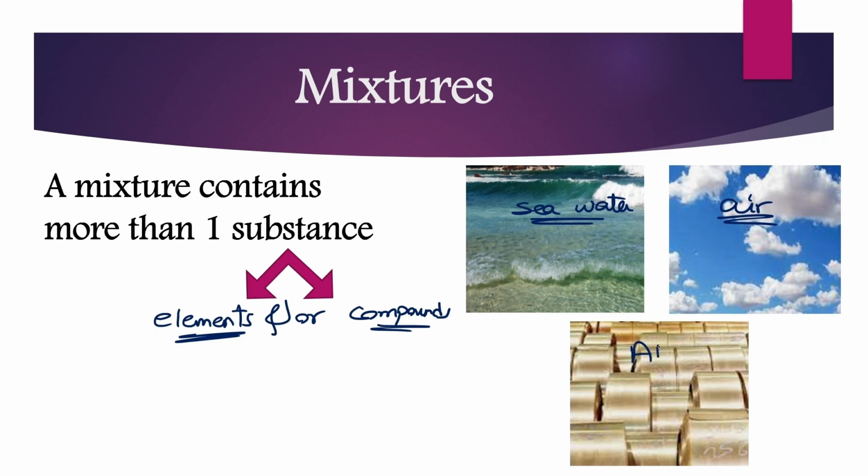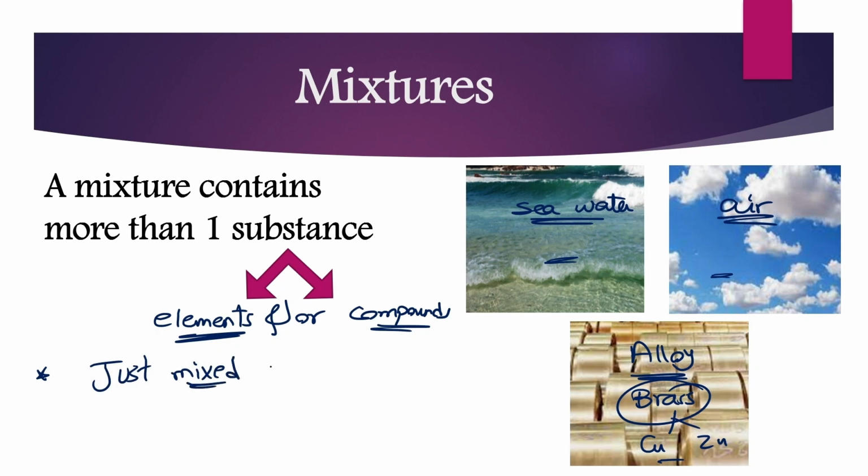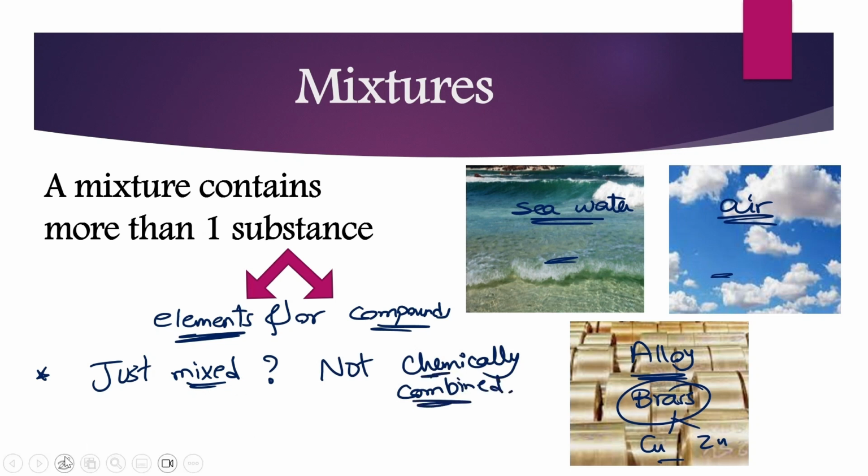Also, an alloy is an example of a mixture. For example, here we have brass. Brass is an alloy of copper and zinc. An important note about the mixtures is that the substances in the mixtures are just mixed. What do we mean by they are just mixed? They are just mixed means they are not chemically combined. This is a very important point. So they are just mixed and not chemically combined. There is no chemical reaction.